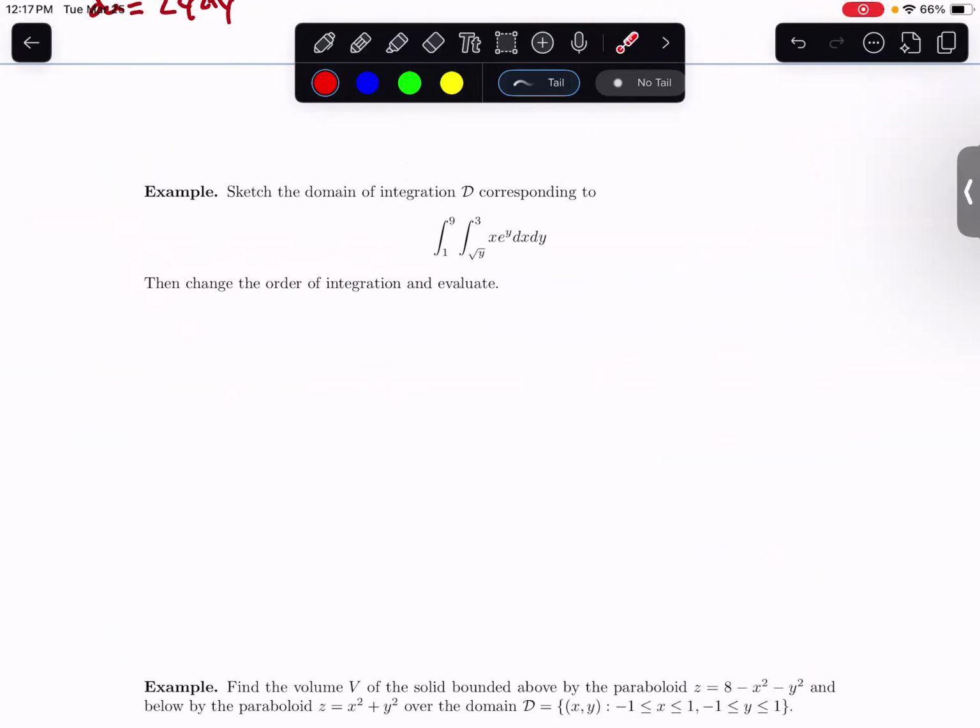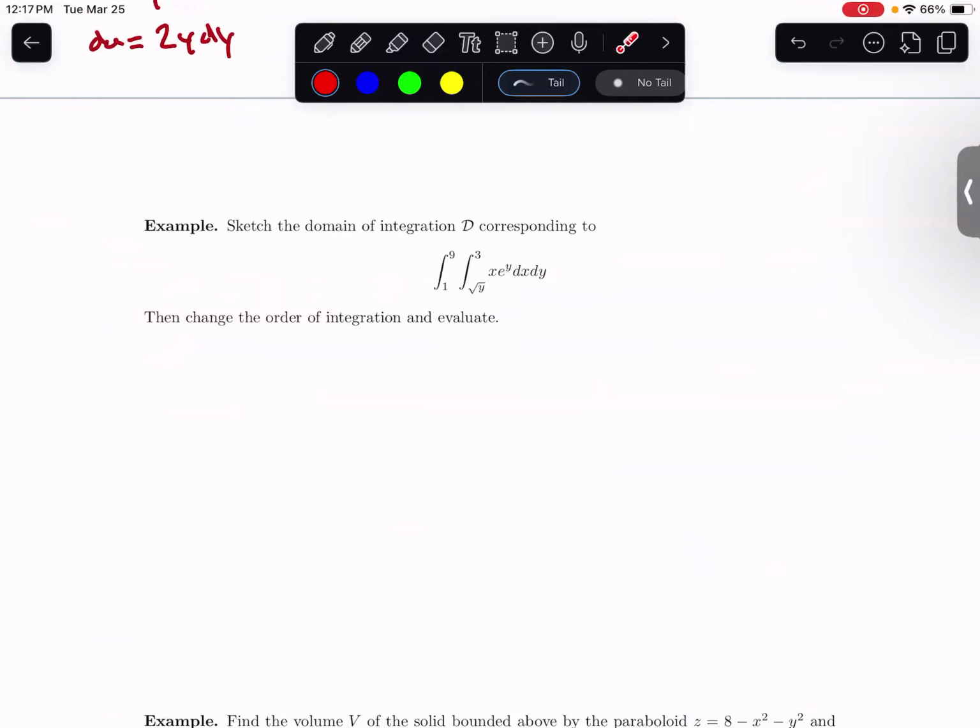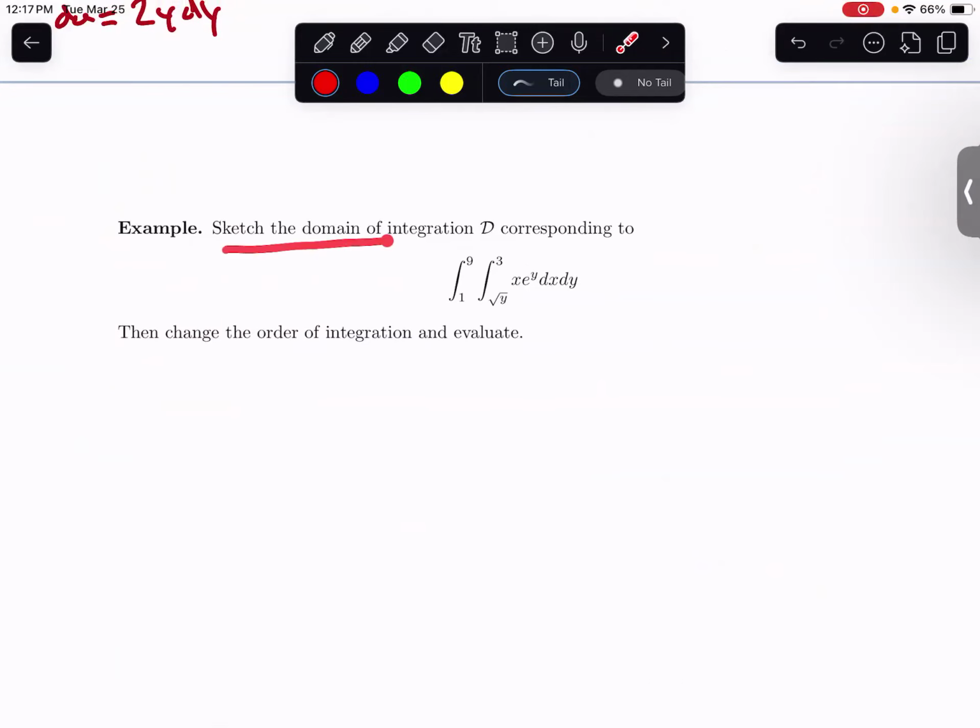Okay, so this example focuses on the most difficult part of these integrals, which is just setting them up in the first place. So for this example, it wants you to sketch the domain of integration, which is denoted by D, corresponding to the following integral. So it already tells us what we're integrating over, and it just wants us to sketch what the domain is going to be. And then after that it wants you to change the order of integration and then evaluate. So instead of doing dx, dy, it wants you to do the integral with respect to dy and then dx afterwards.